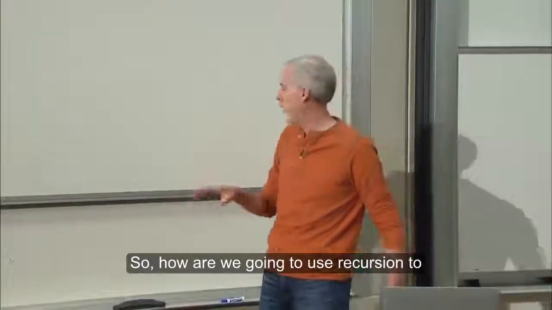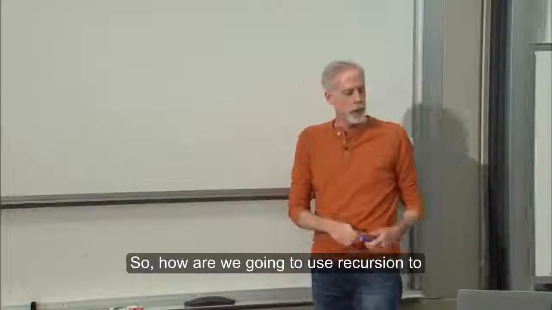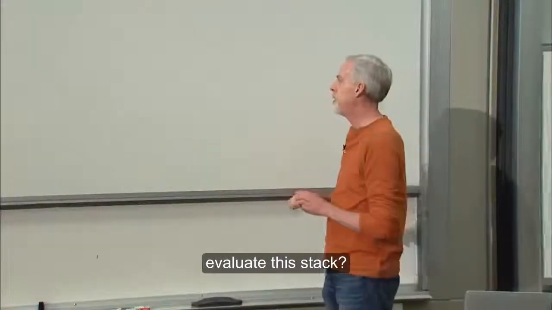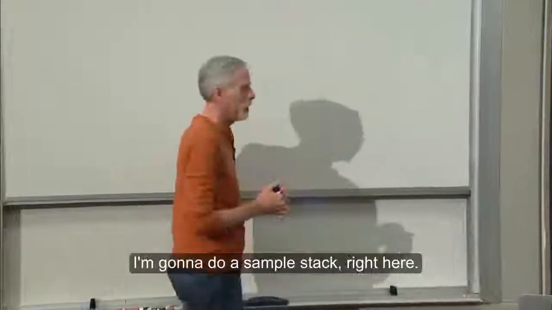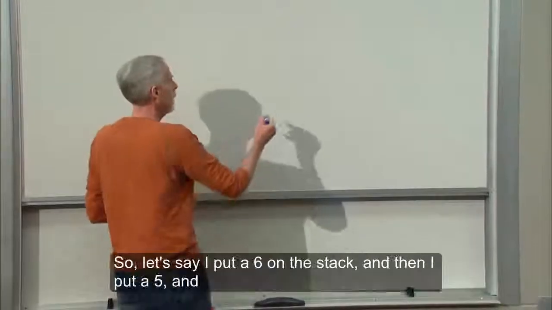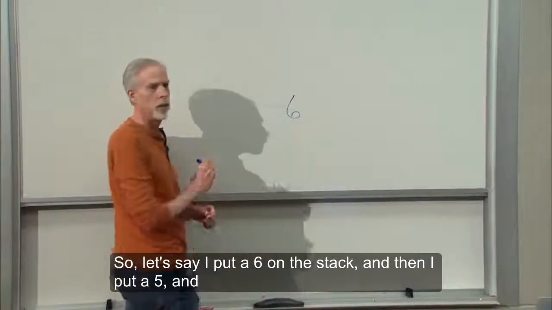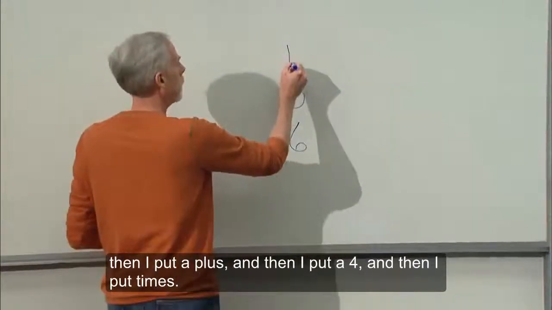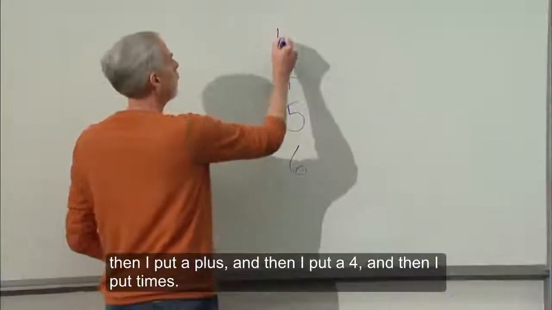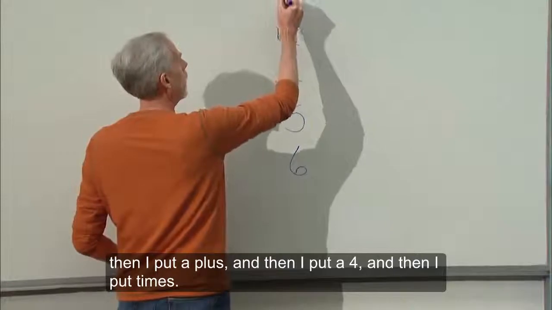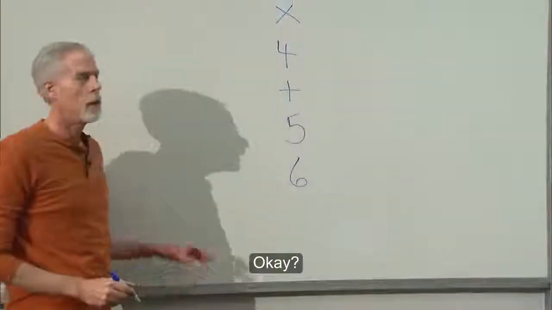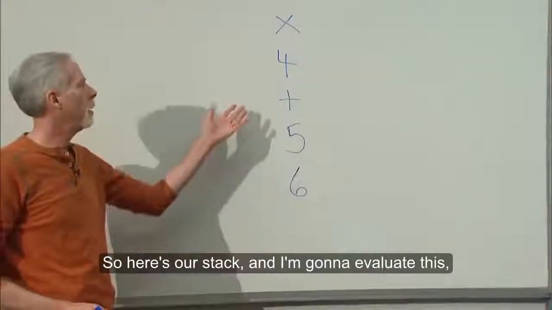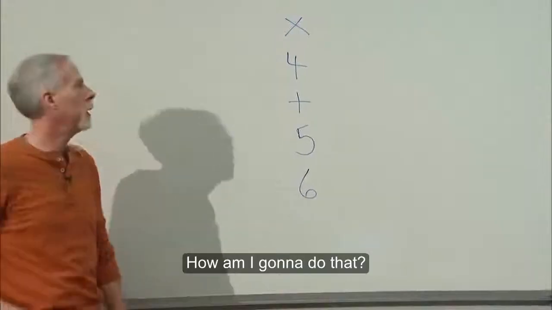So how are we going to use recursion to evaluate this stack? All right, looks like this. I'm going to do a sample stack right here. So let's say I put a 6 on the stack, and then I put a 5, then I put a plus, then I put a 4, then I put times. Okay, so here's our stack, and I'm going to evaluate this, and I'm going to use recursion. How am I going to do that?